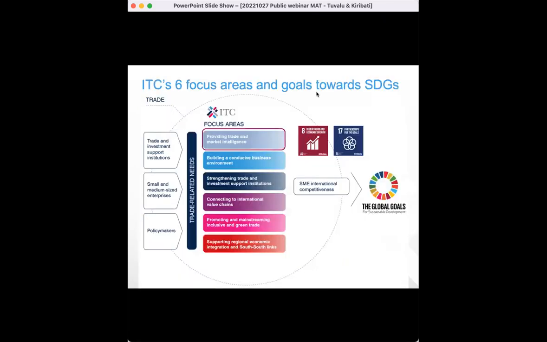Then, as I mentioned, I work for a part that is called the Trade and Market Intelligence team. So here you see a little bit of our focus areas. Part is providing trade and market intelligence. Some other parts are about strengthening the investment support institutions, connecting the international value chains. So we have a lot of different pillars. Our pillar is about providing trade and market intelligence, and that way we contribute to the Sustainable Development Goals of the United Nations.